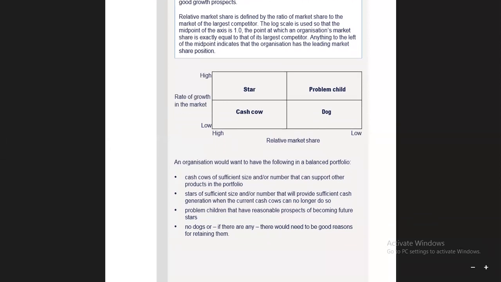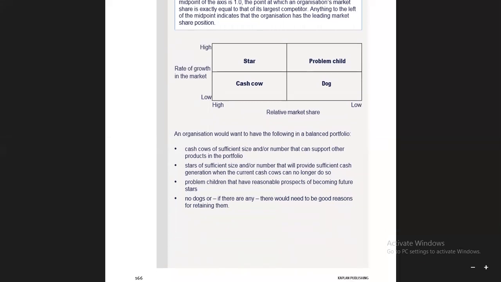So an organization would want to have the following in a balanced portfolio: cash cows of sufficient size or number that can support other products in the portfolio; stars of sufficient size or number that will provide sufficient cash generation when the current cash cows are no longer able to do so. If the cash cow is not giving you cash in the current scenario, then the star product will give you.